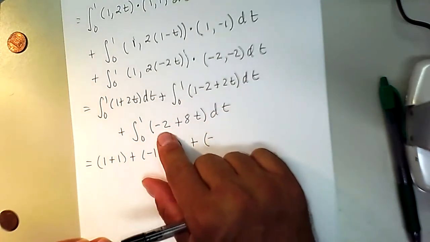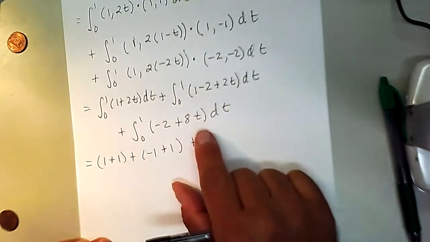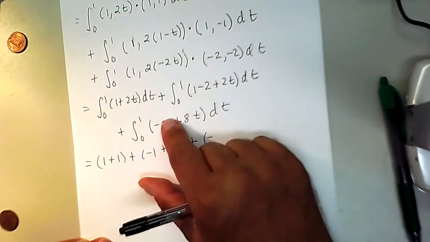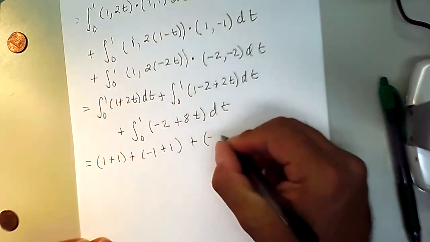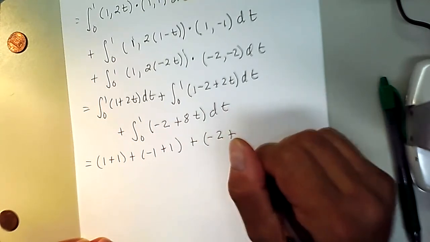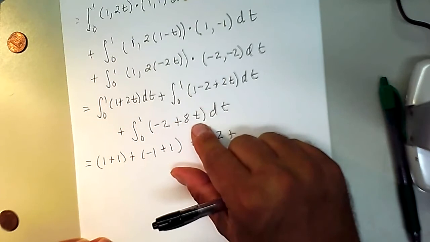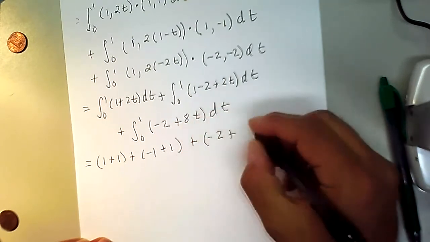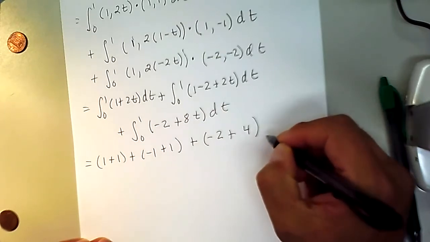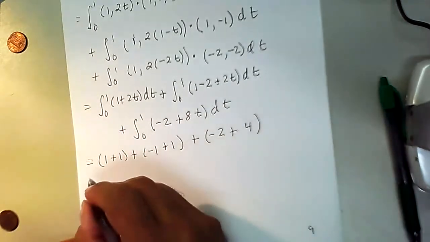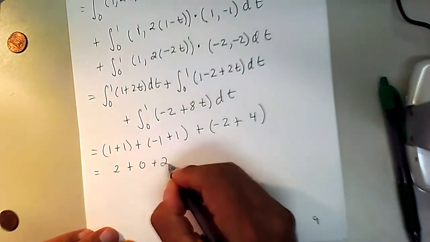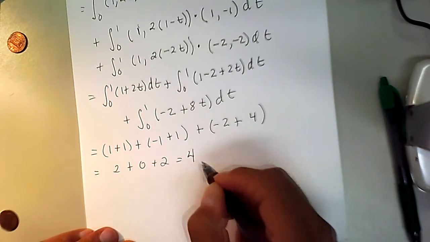So I'm pulling a fast one on you on all of those integrations. I'm doing integral of this, integral of that, integral of this, integral of that, integral of this, integral of that. So that's minus 2 plus 8t squared over 2, so that is 4t squared. But we're going to plug in 0 and 1, so plus 4. Okay, so that is 2 plus 0 plus 2 equals 4.